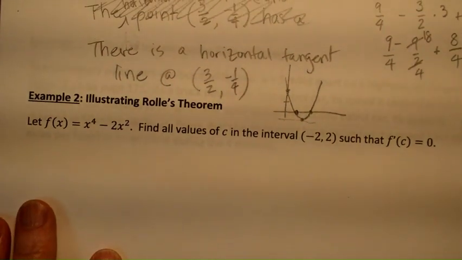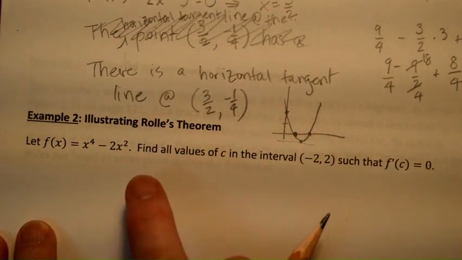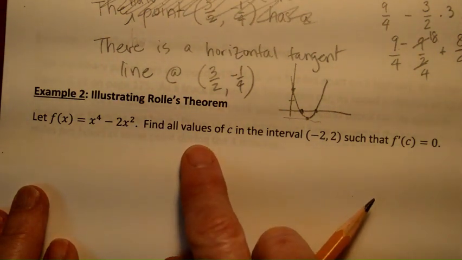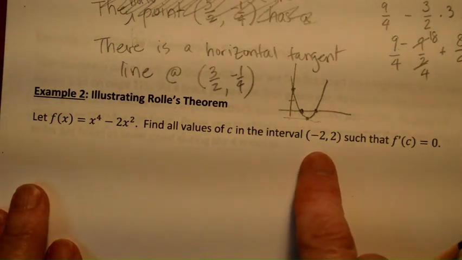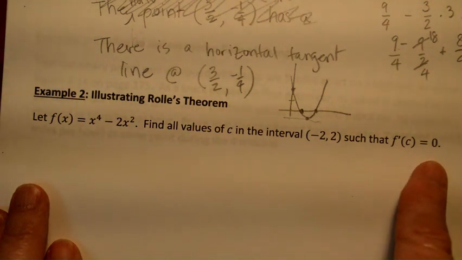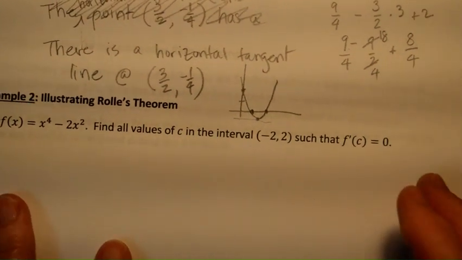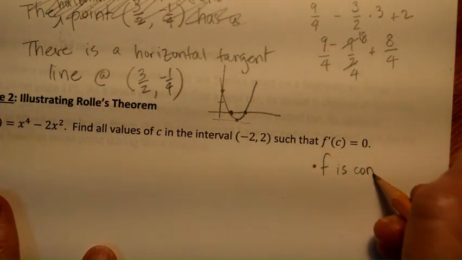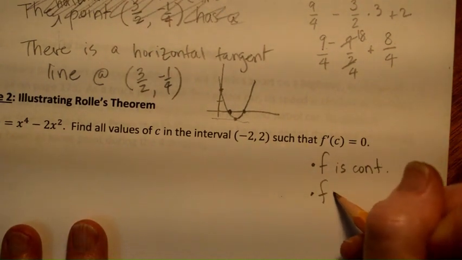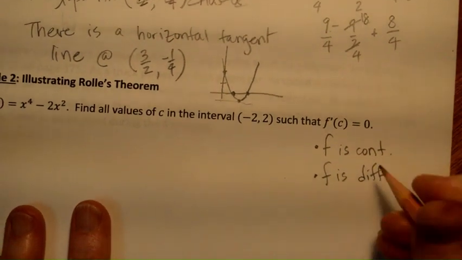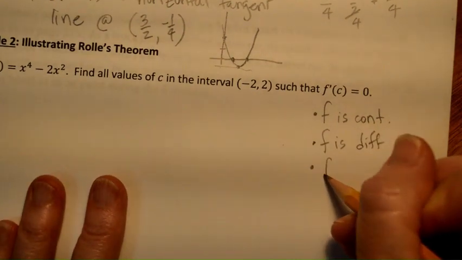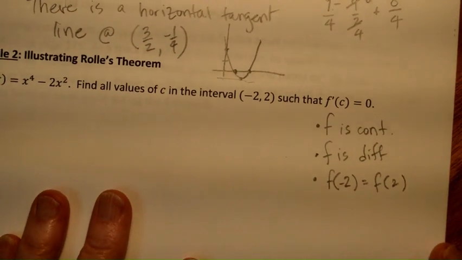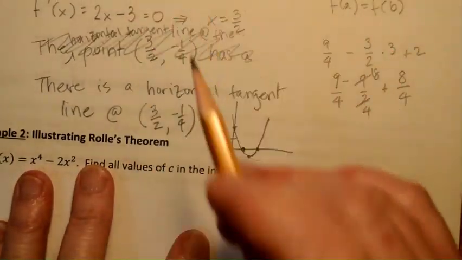Okay, let's do the same thing for this new function, f of x equals x to the fourth minus 2x squared. Find all the values of c in the open interval -2 to 2 such that f prime of c is 0. So again, to use Rolle's theorem, we need to check three things. One, f is continuous on the interval, f is differentiable on the interval, and in this case, specifically, is f of -2 equal to f of 2. So let's go through and check those first before we just willy-nilly apply Rolle's theorem.